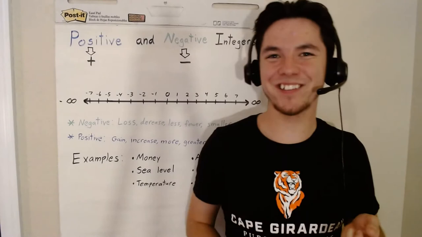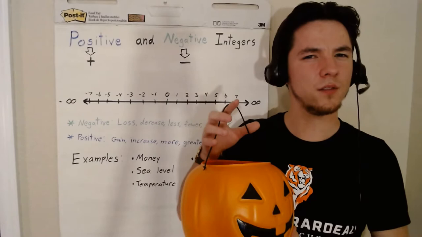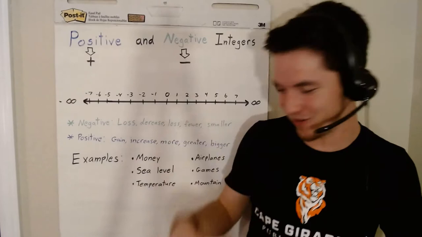Halloween's coming up, so I'm getting some candy out of the way for the trick-or-treaters, but I couldn't help but snag a few pieces myself. I wonder though, what number would represent the change in candy after I ate a few pieces, or more than a few? It's actually connected to today's topic. It's all about positive and negative integers.